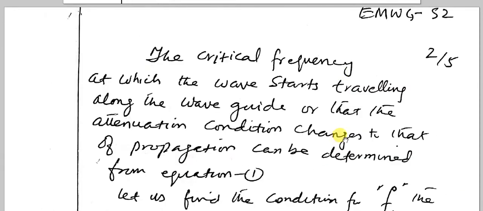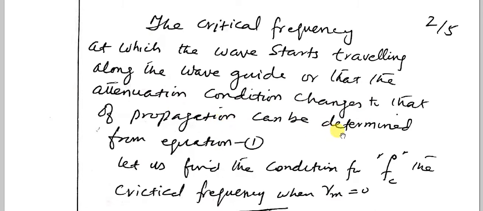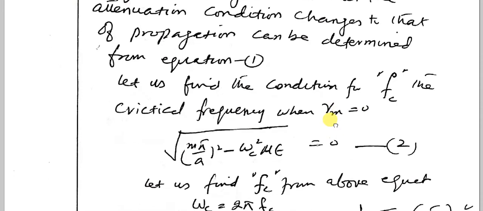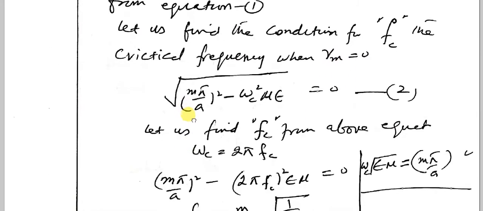So the critical frequency at which the wave starts traveling along the waveguide, or at which the attenuation condition changes to that of propagation, can be determined from equation 1. Let us find the condition for the critical frequency. We denote it as fc, the critical frequency when gamma m is equal to 0. This is a particular frequency at which the attenuation is equal to 0.